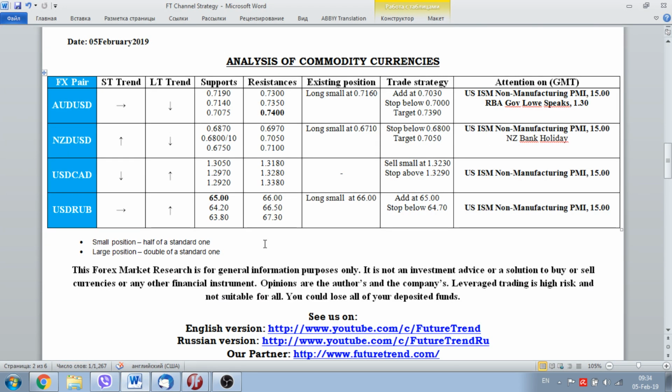For those looking for our opportunities or our trading ideas in the commodity block of currencies, here is our analysis.